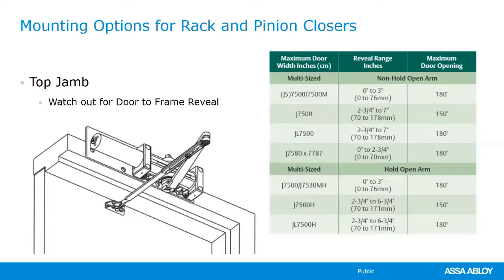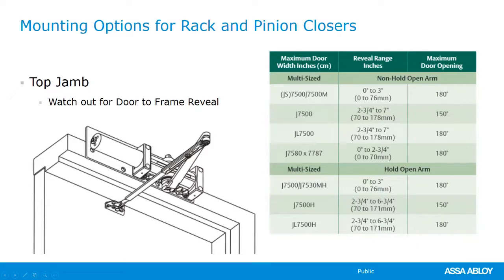Things that you have to consider with top jam, if that's the way that you're going to mount the door closer and you're trying to figure out which model to install, you have to pay attention to the reveal. And the reveal, if you can see my cursor, is from the face of the frame here where the door closer is mounted to the door. That distance is the reveal.